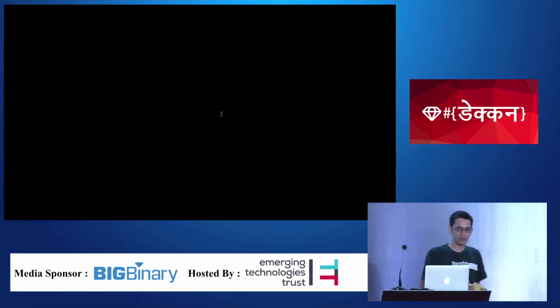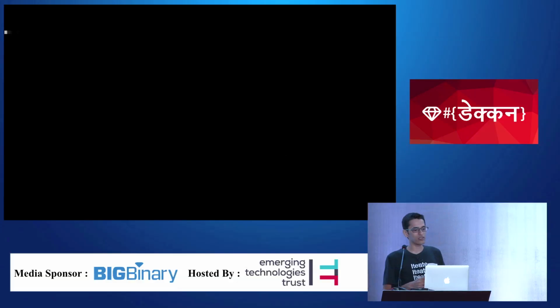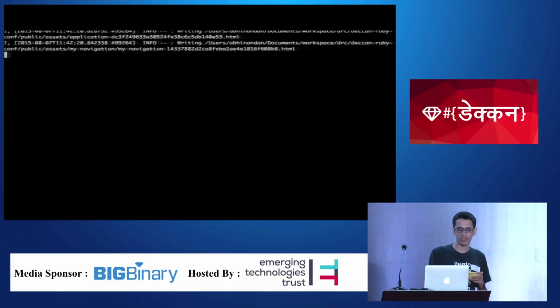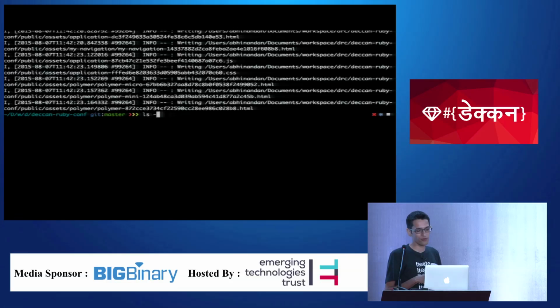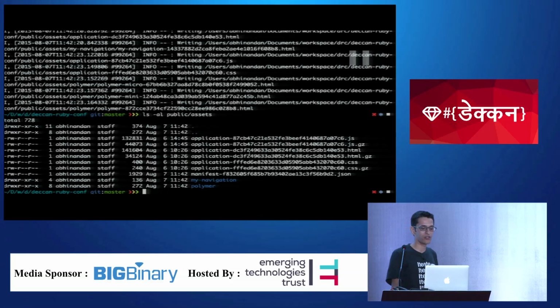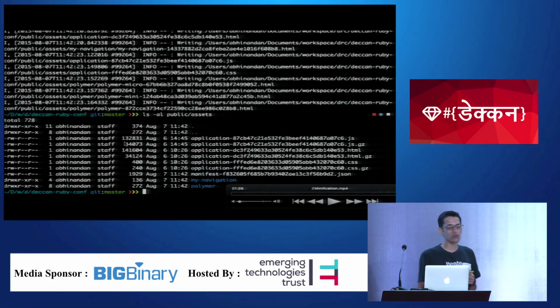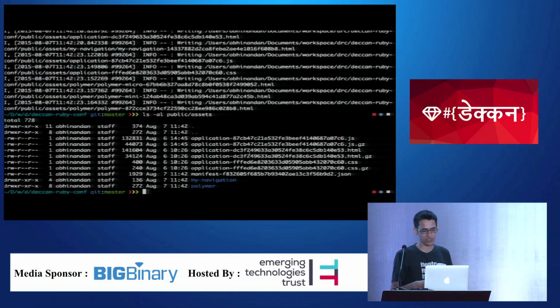Even after minification, there is one more step that is performed, that is compression. So after asset pre-compilation, we'll look at the minified JS file, and you can see along with it there is a .js.gz file which is of much smaller size. So here the file is also compressed.